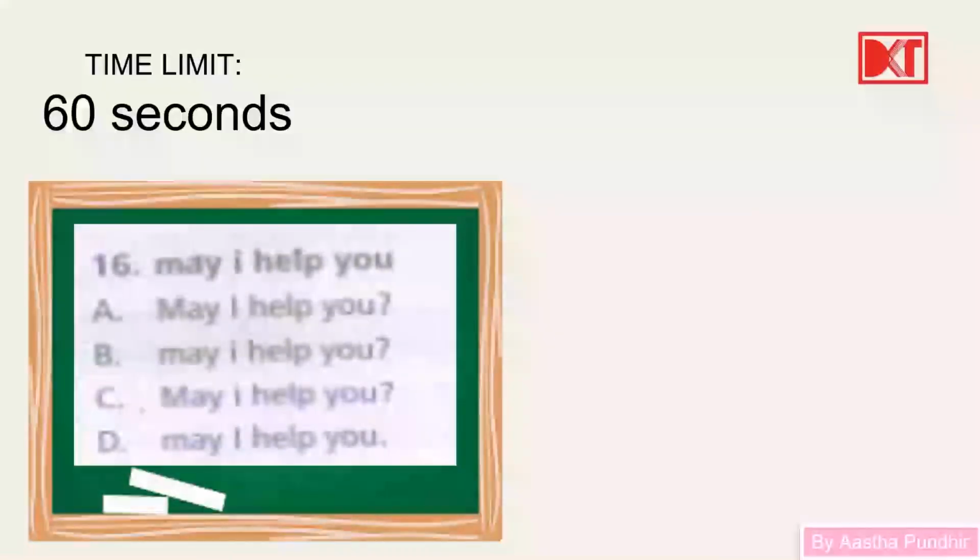Here the question says, may I help you? May I help you? We start with M. Now here, the sentence starts with a word, the first letter of which should be capital. Then we have the pronoun I, which is also always capital. Then may I help you? This is a question, so we will have a question mark. Correct answer is A. Alright.